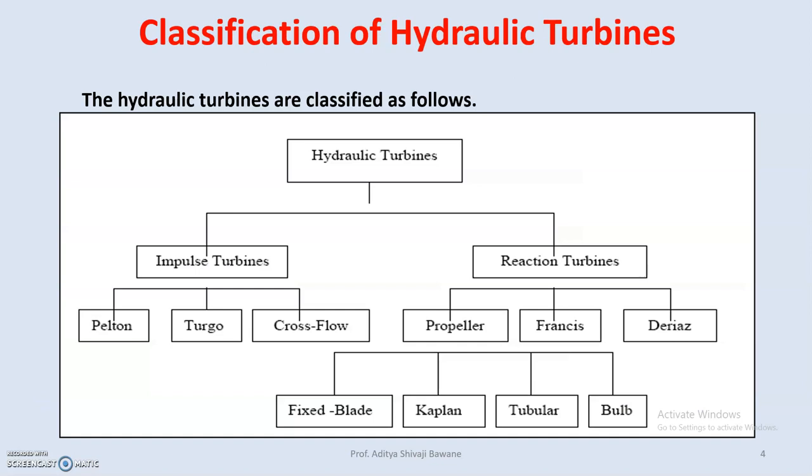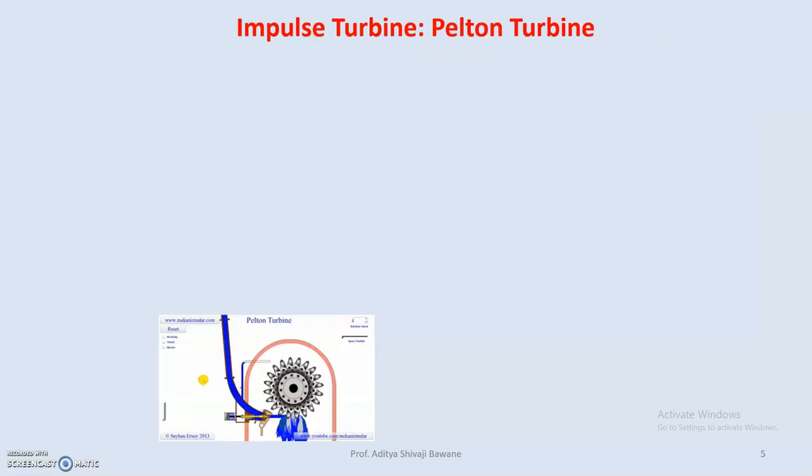Also, we studied in the last lecture the different classifications of hydraulic turbines: impulse turbine and reaction turbine. In that there are the Pelton turbine, Turgo turbine, cross flow turbine, then reaction turbines: propeller, Francis and Deriaz. The propeller is nothing but the Kaplan turbine, in which there are fixed blades and movable adjustable blades. There are two things. And then the Francis, propeller, tubular and bulb turbines.